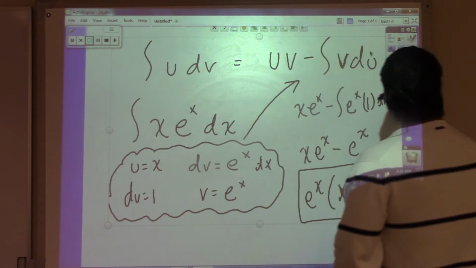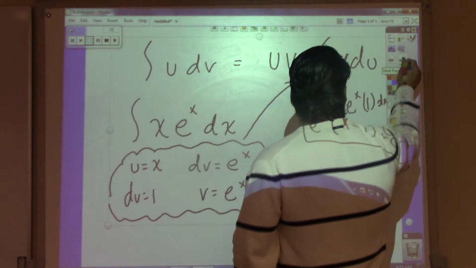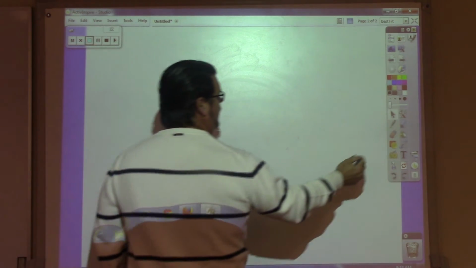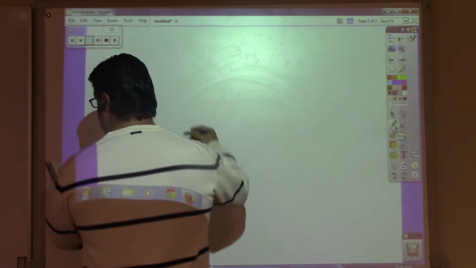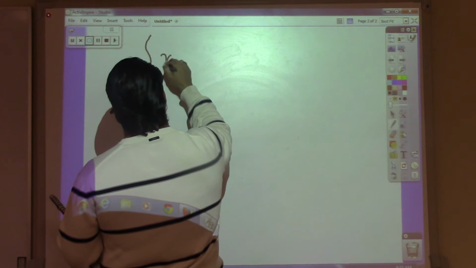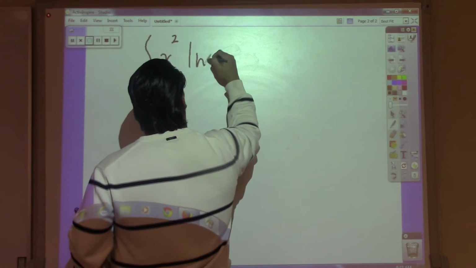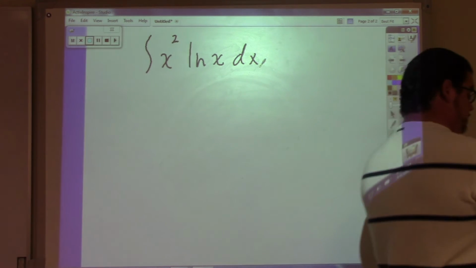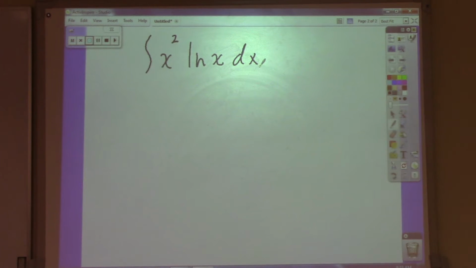All right, next one. How about you trying the antiderivative of x squared natural log of x dx? Try that one. You usually want to make your dv the easiest one to take the antiderivative of.